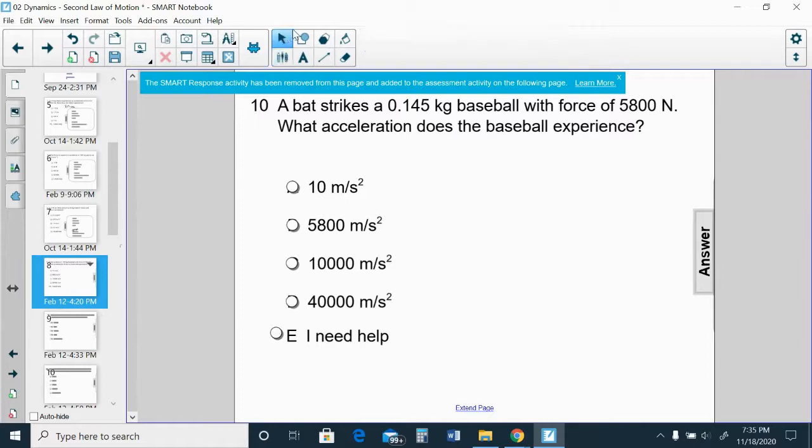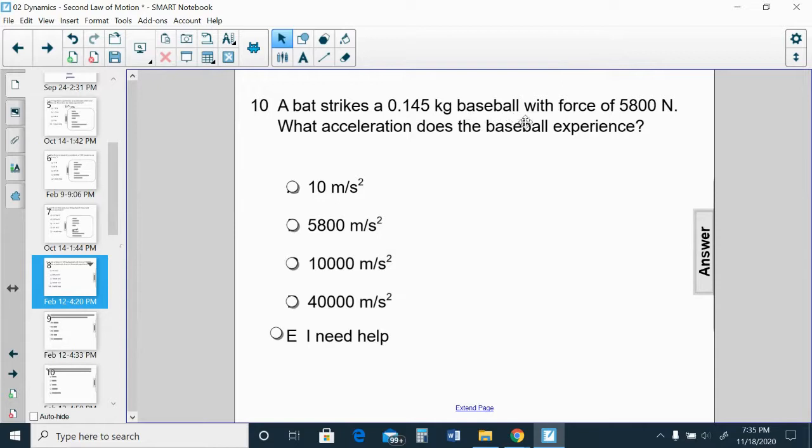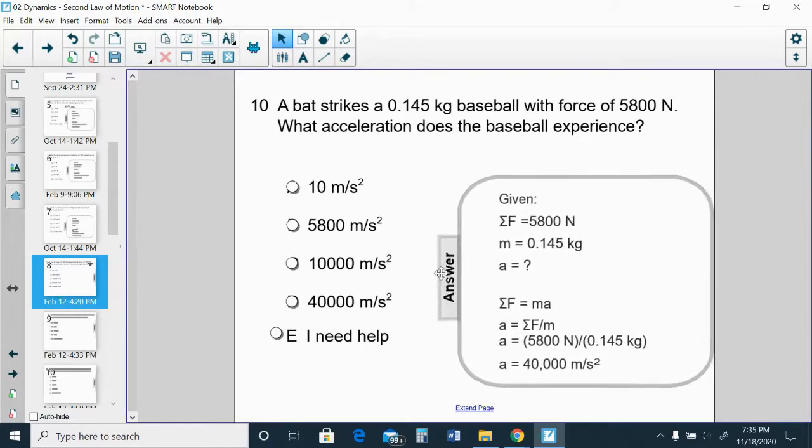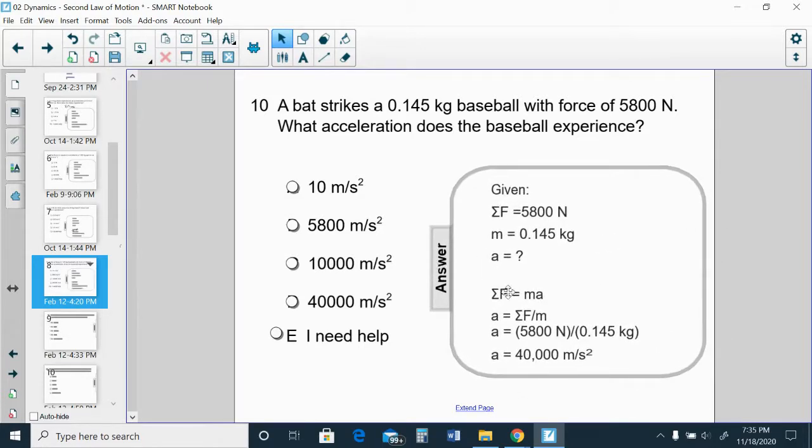A bat strikes a 0.145 kilogram baseball with a force of 5,800 newtons. What acceleration does the baseball experience? So again, we're solving for acceleration. Therefore, we are going to rearrange F equals ma to a equals F over m. So your acceleration equals the net force divided by mass. Plug in your numbers, and you get 40,000 meters per second squared.